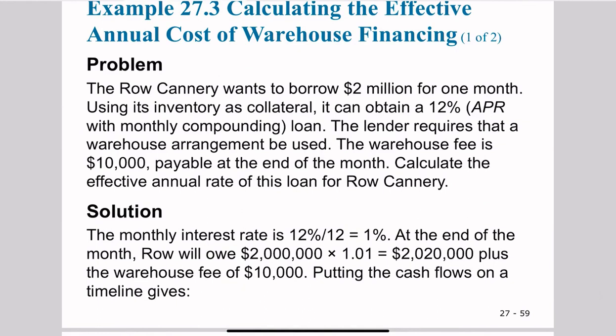So the Roe Cannery wants to borrow $2 million for 1 month. Using its inventory as collateral, it can obtain a 12% APR loan. We assume monthly compounding. The lender requires the warehouse arrangement to be used. The warehouse fee is $10,000 and it will be paid at the end of the month. Calculate the effective annual rate of this loan for Roe Cannery. So we'll first calculate the 1 month interest rate.